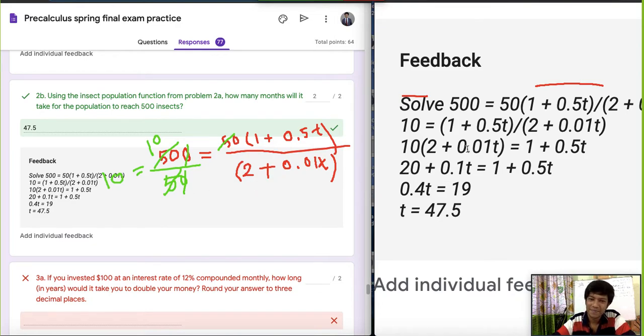so as you can see the calculation, if you multiply 10 and this number, then 10 into 2 equals 20, then 10 into this equals to this, then you have t here, and t here. So send all the t one side, then all the number other side, then divide 19 by 0.4, then the answer comes 47.5. This is the answer.